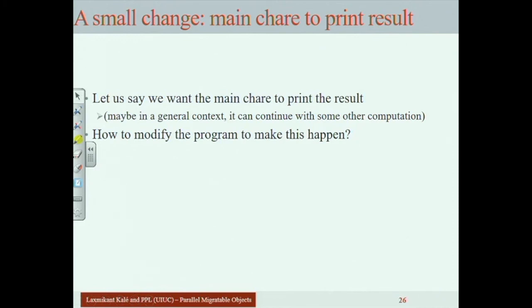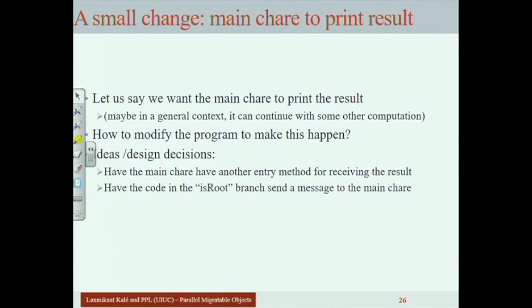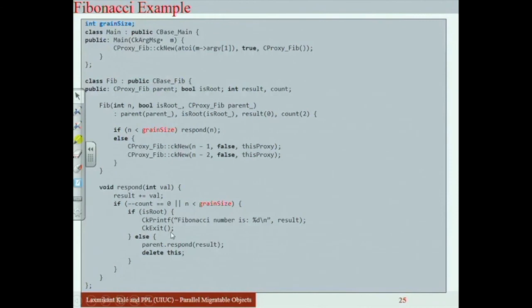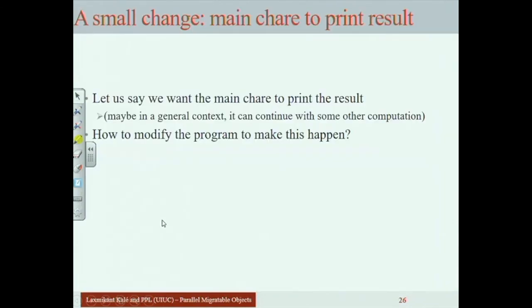Well, let me give you one more example and then ask for questions. Let's say we want the main chare to print the result instead of the chare created by the main chare in that same Fibonacci. So how do you modify the program to make this happen? Of course, you can have the main chare have another entry method for receiving the results. The main chare has to have a method which will be called, and then it will print the result. And then the code inside the isRoot branch goes inside that. Basically, CkPrintf and CkExit will all go there.